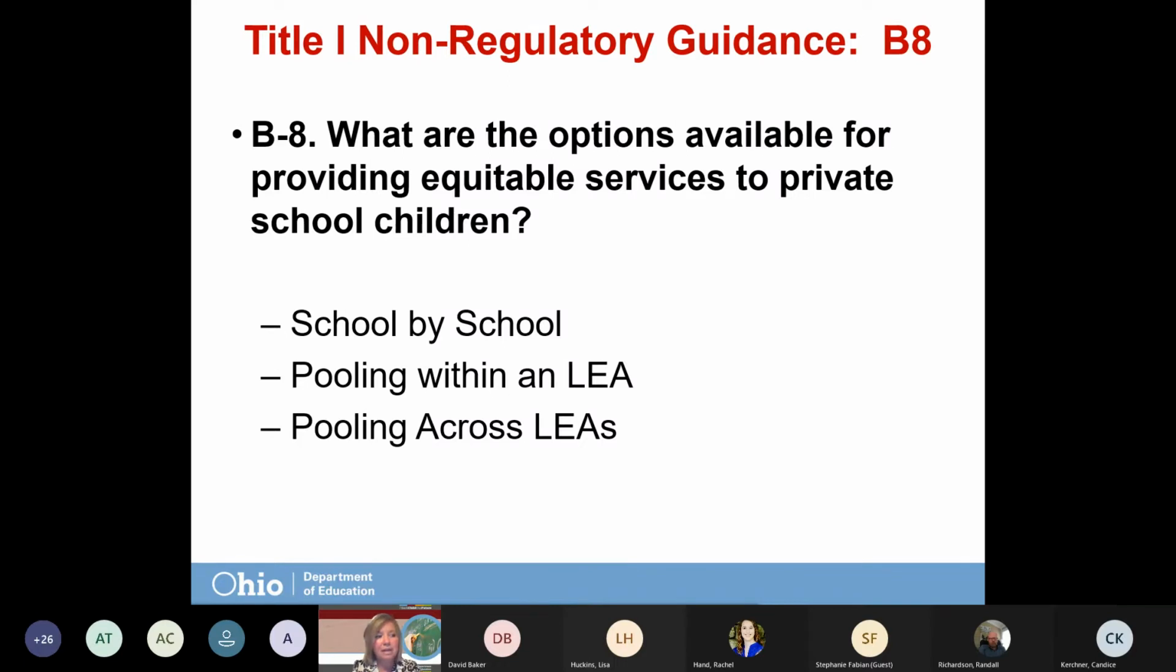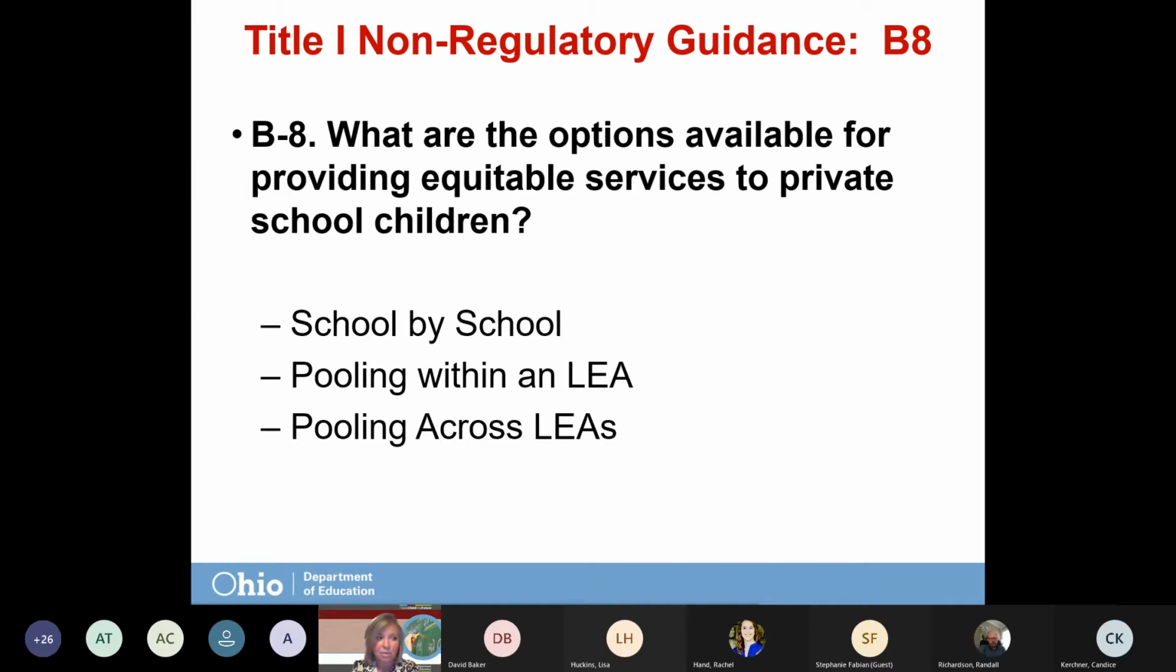Section B8 from the guidance lays out options for providing services to non-public schools. Most districts and schools use the school-by-school option. Our NPDS and CCIP systems interface to calculate and display the amount of equitable services for each private school. Lisa showed you that page of CCIP earlier. If the CCIP displays $4,000 for Title I equitable services for St. John's, then the district is responsible for providing $4,000 worth of Title I services at St. John's. This is the way that most districts provide equitable services.